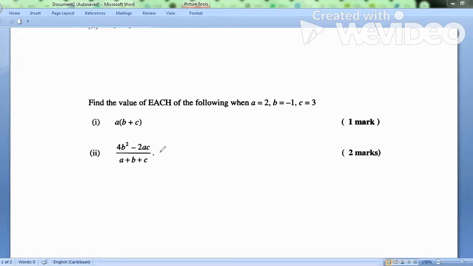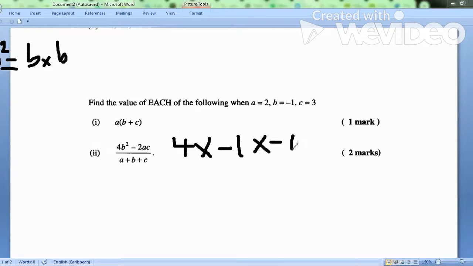Alright, so let's look at part 2, which looks a bit intimidating. So we have 4. Now, what does b squared mean? B times B. But what is b? Negative 1. So, negative 1 times negative 1. Everybody see that?